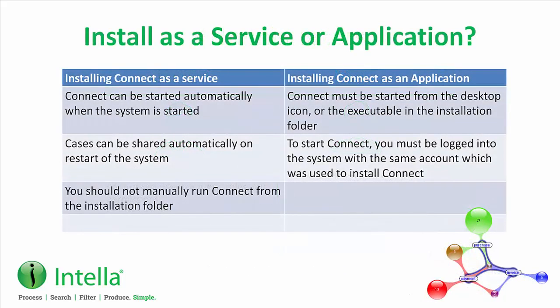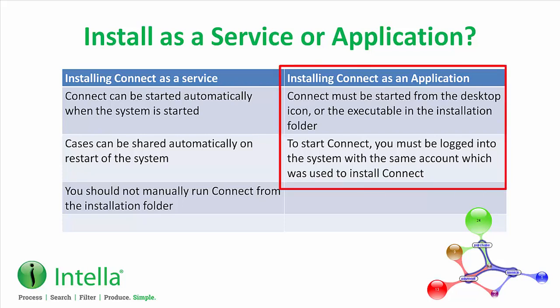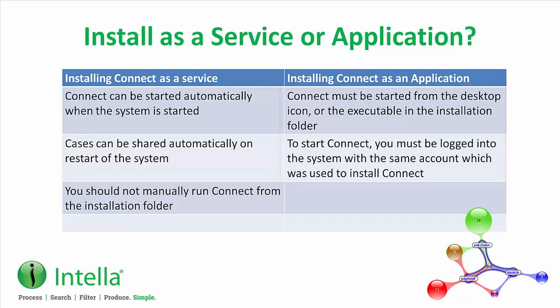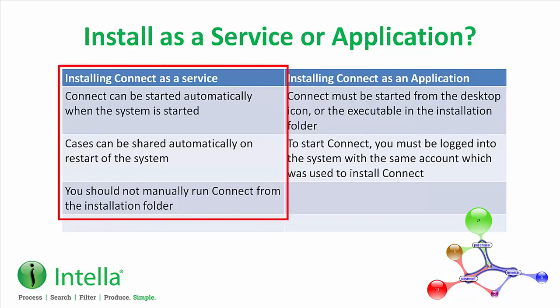Before we install Connect or Node, let's first discuss two ways to install Connect and Node. The first option is to install Connect or Node as an application. This means that to run Connect or Node, the same user who is logged onto the system during the install process has to be logged on to run Connect or Node. Also, Connect or Node has to be run from either the desktop icon or the executable file in the installation folder. The second option is to install Connect or Node as a service.